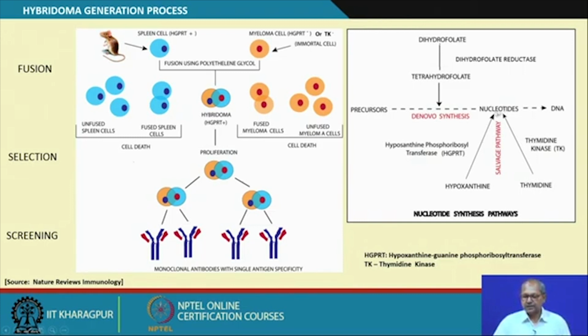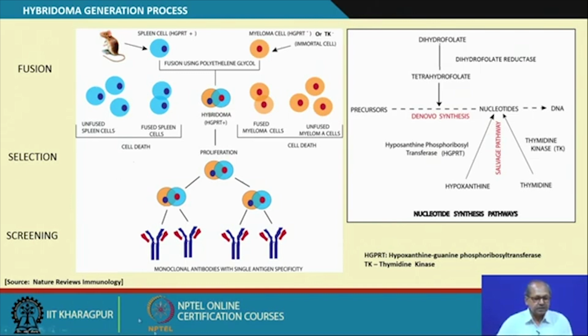So, nucleotides are synthesized by two pathways. One is the de novo pathway from the precursor, and one of the important enzymes in that pathway is dihydrofolate reductase. The other is the salvage pathway, which utilizes hypoxanthine and thymidine or nucleosides for DNA synthesis. If we can block these two pathways, then the cell will die, but here our target is that the myeloma cells die, but the hybridoma cells will survive.